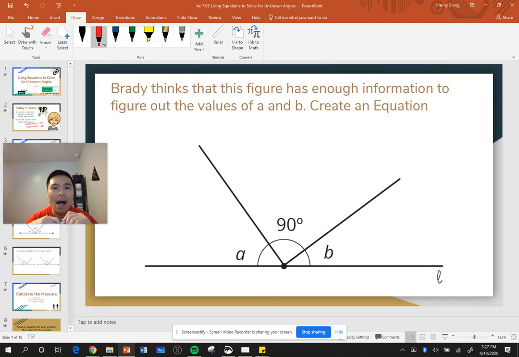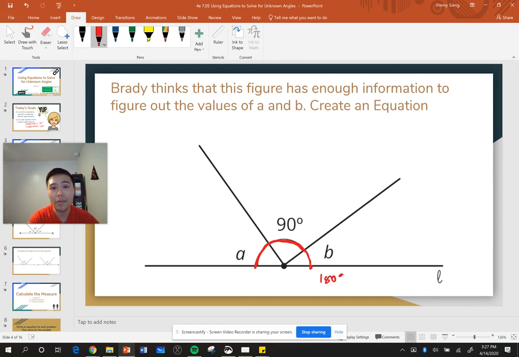Well, we see here that we have a line here with 3 angles, it looks like. It says Brady thinks that this figure has enough information to figure out the values of A and B. We want to create an equation with this, okay? So remember what I said. If it's a horizontal line, then all the degrees inside that horizontal line, so if I was doing this in red, from here all the way over here, all that should equal 180 degrees.